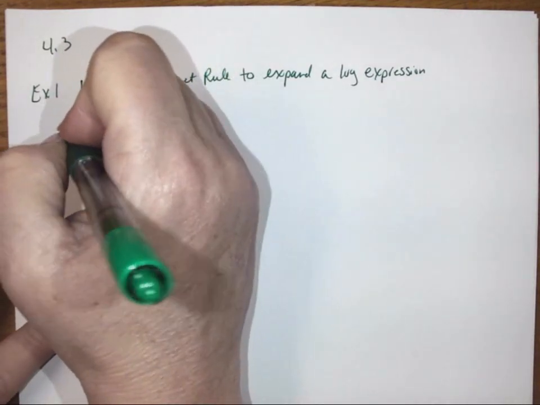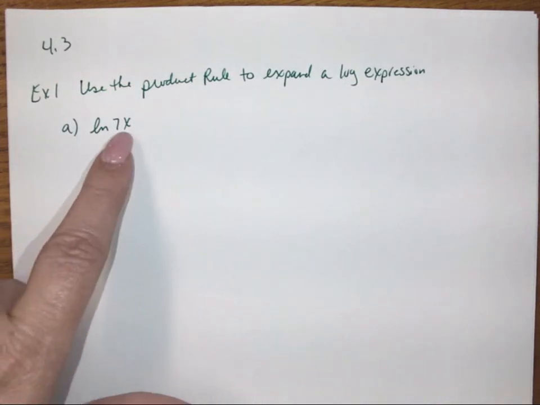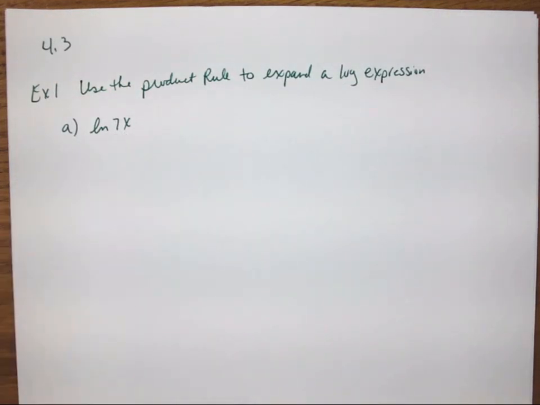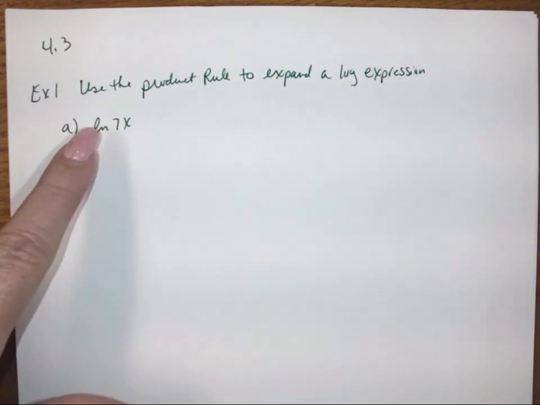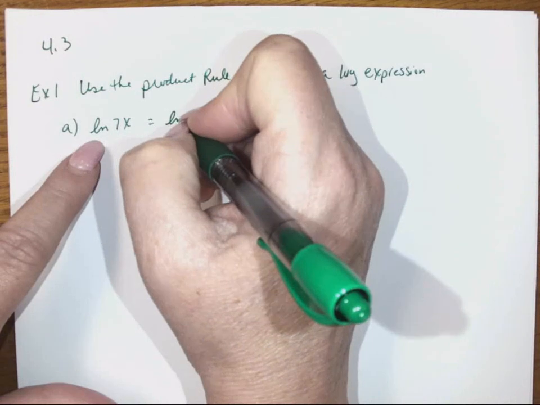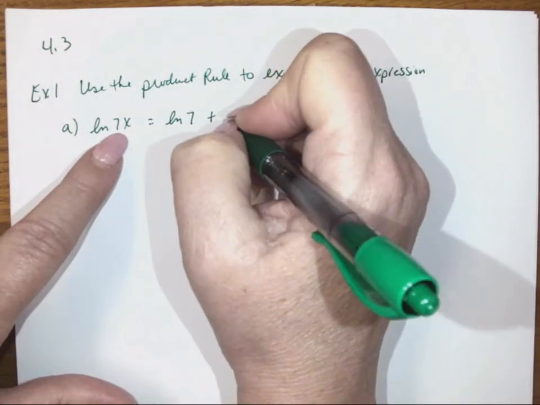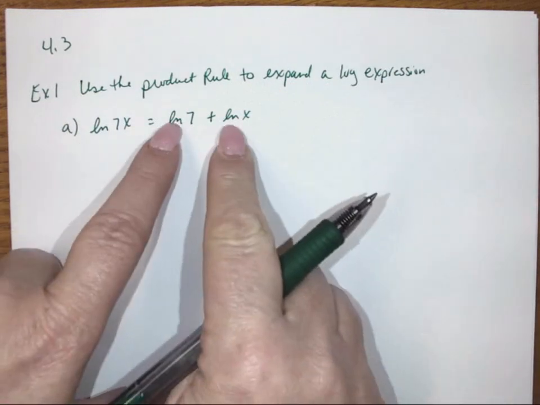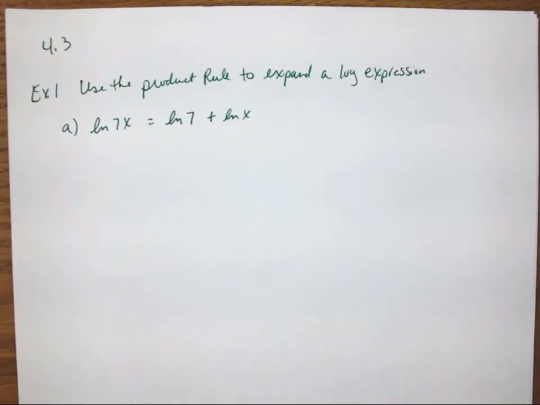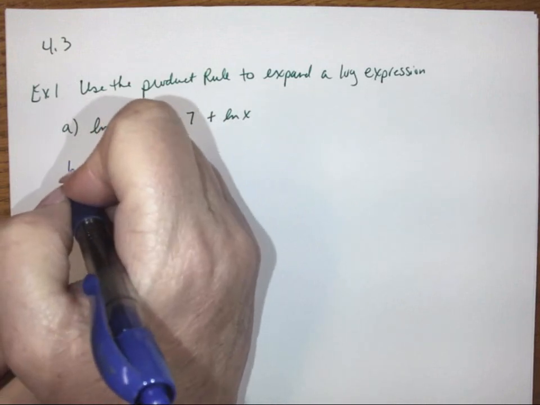So part A, we have the ln of 7x. This is multiplication, and remember, those logs can be the natural log or a regular log. An ln is a log, it's just a natural log. So this becomes the ln of 7, because it's multiplication, plus the ln of x. Notice that both parts get an ln.